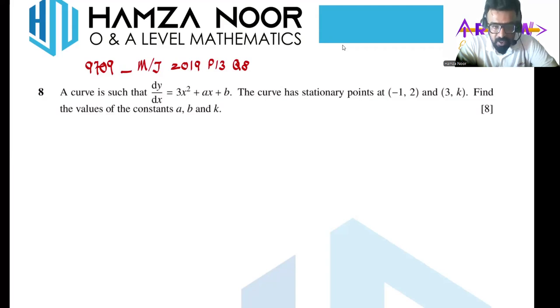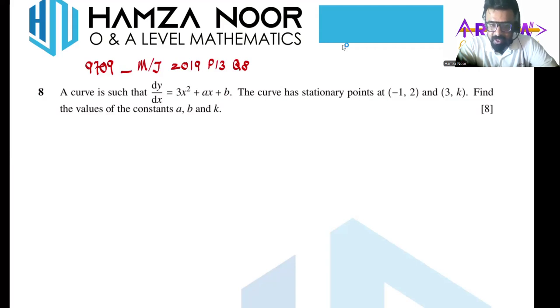So it says that a curve is such that dy over dx is equal to 3x squared plus ax plus b. The curve has stationary points at (-1, 2) and (3, k). Find the values of the constants a, b, and k.